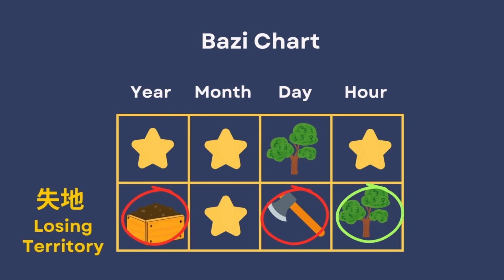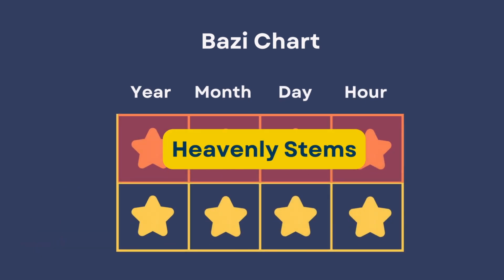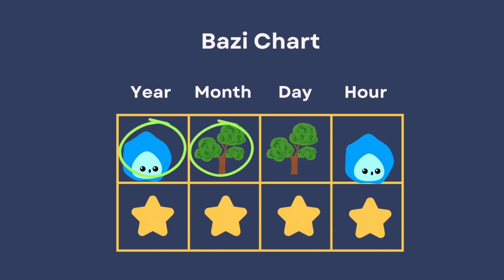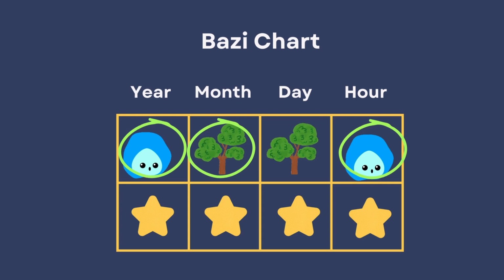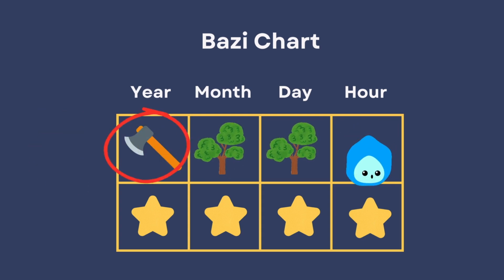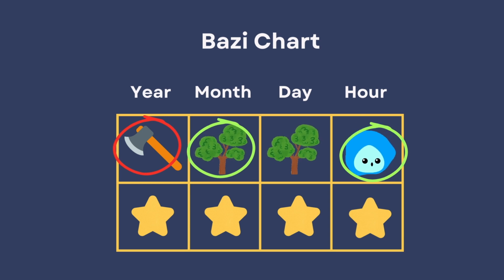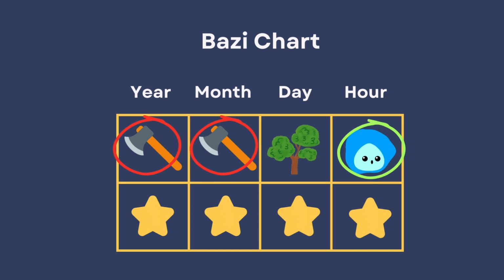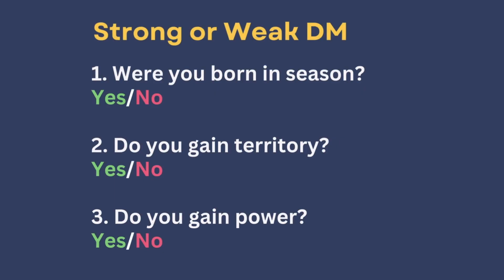Now let's check the elements in the heavenly stems. Not counting the day master, if there are 3 supporting elements in the heavenly stems, it's called 得势, meaning you are gaining power. If there are 2 supporting elements but 1 opposing element in the heavenly stems, you're also gaining power. However, if there's only 1 supporting element but 2 opposing elements, it's called 失势, losing power. Based on these 3 criteria, you will be able to determine whether your day master is strong or weak.